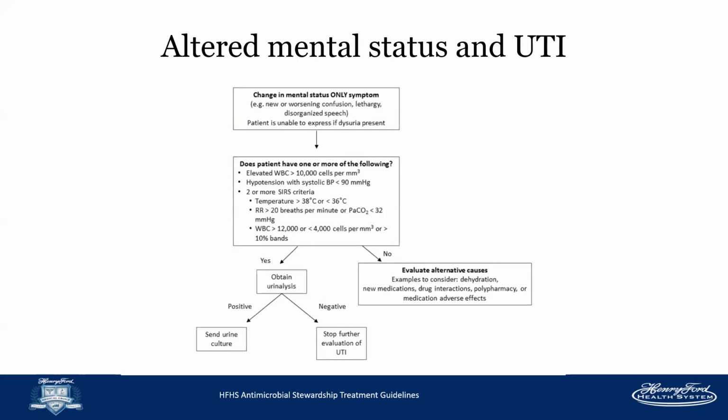If a patient has an elevated white blood cell count greater than 10,000, they're hypotensive, their temperature is elevated, respiratory rate is elevated, and they have bandemia, and they can't give you a history, then yes, we would say obtain a urinalysis and urine culture. And if it's positive, we would recommend to treat. But if they don't have any of these features, then we would recommend to hold off on getting a UA and a urine culture and try to look for alternative causes.